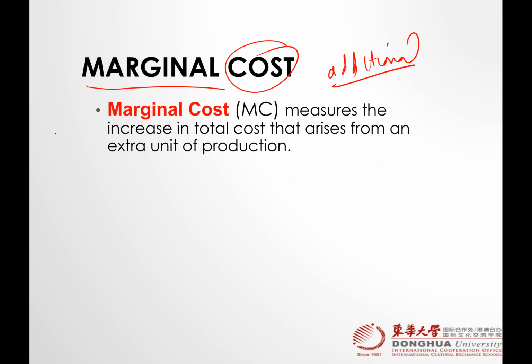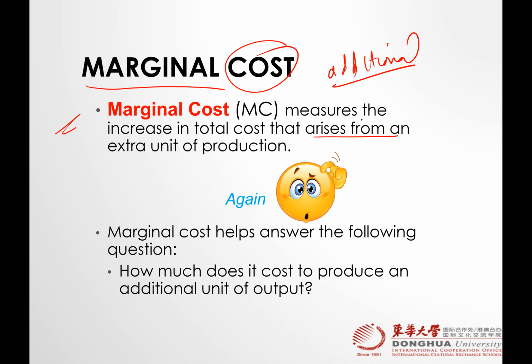So look at the fancy definition here that says marginal cost measures the increase in total cost that arises from an extra unit of production, which definitely confuses you. So it is simply how much does it cost to produce an additional unit of output. And if still you are confused, then just look at the name, marginal cost. Marginal means additional, simple. Additional cost of producing one unit. That is the definition.